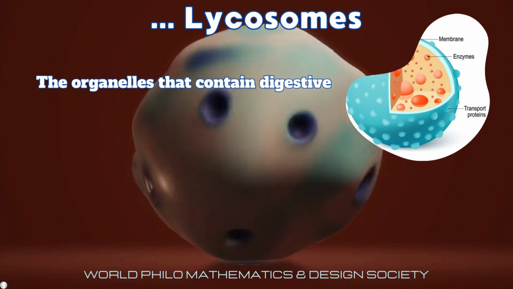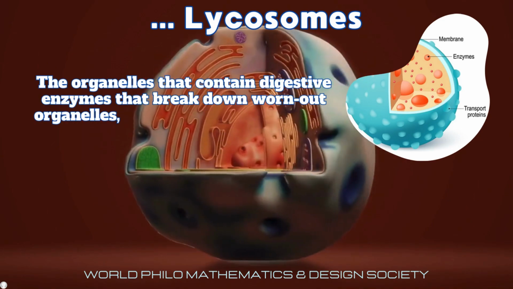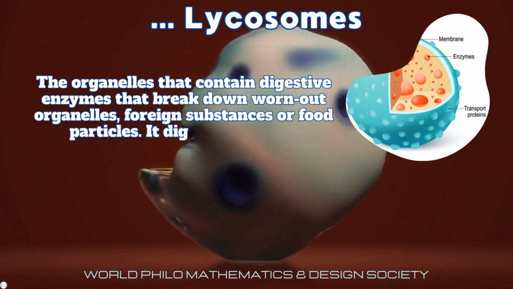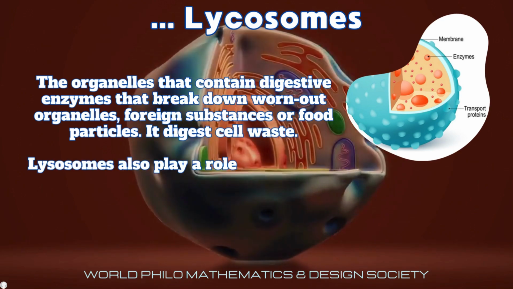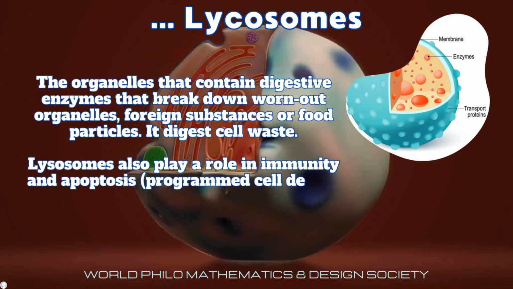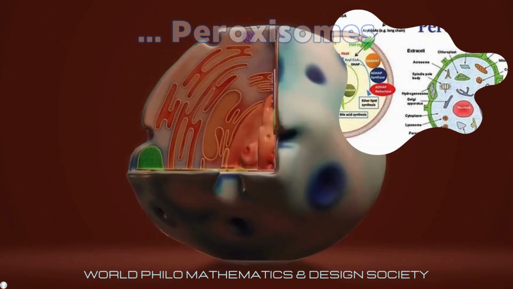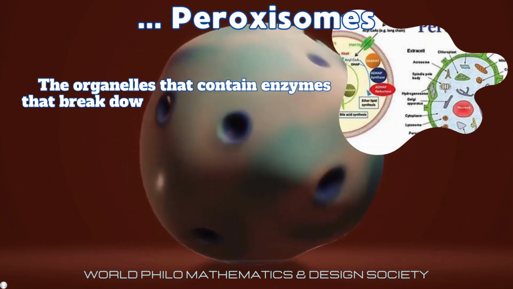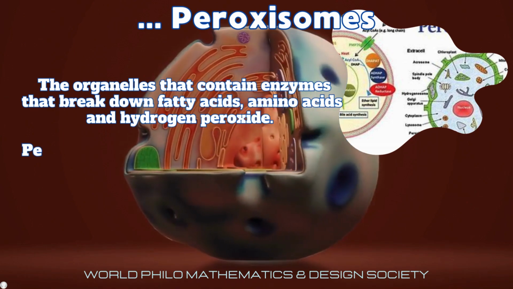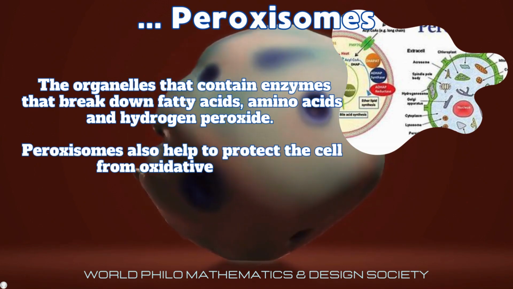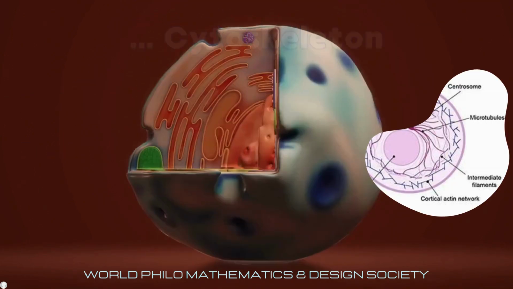Lysosomes are organelles that contain digestive enzymes that break down non-functional organelles, foreign substances, or food particles. They digest cell waste, and lysosomes also play a role in immunity and in apoptosis, programmed cell death. Peroxisomes are organelles that contain enzymes that break down fatty acids, amino acids, and hydrogen peroxide. Peroxisomes also help to protect the cell from oxidative stress.